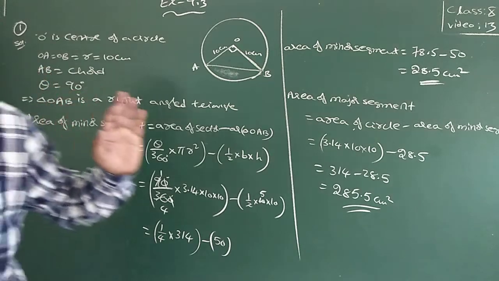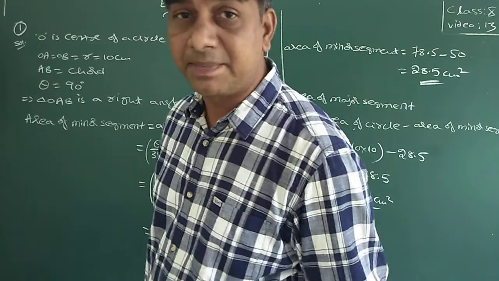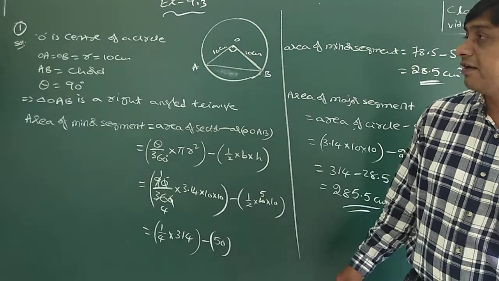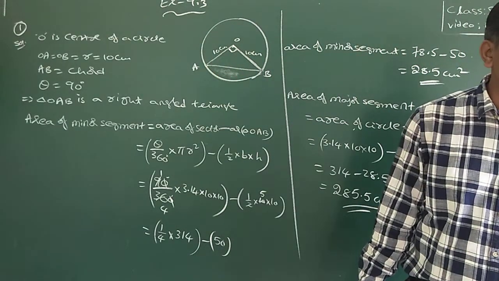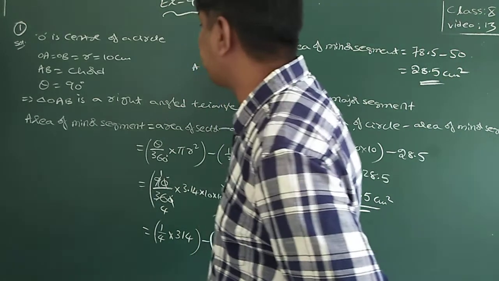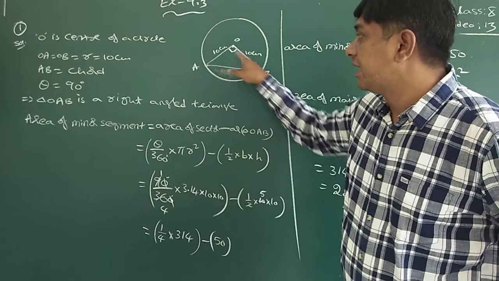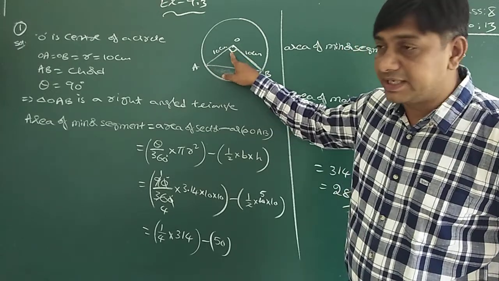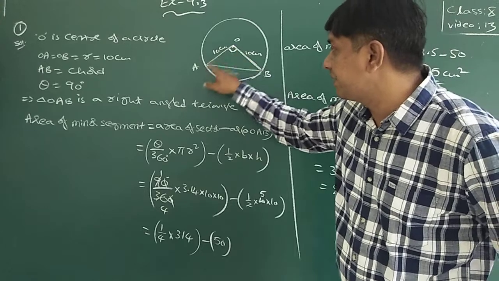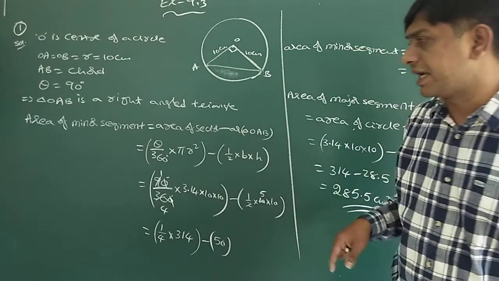The question given here: a chord of a circle of radius 10 cm subtends a right angle at the center. Find the area of the corresponding minor segment and the area of the corresponding major segment. O is the center of the circle, OA and OB are radii, AB is a chord, and the central angle is 90 degrees. In this triangle, this is the base and this is the height, so triangle OAB is a right angle triangle.